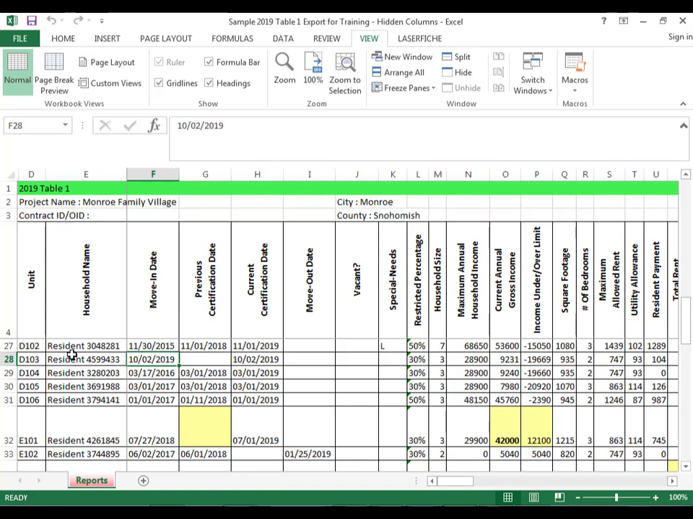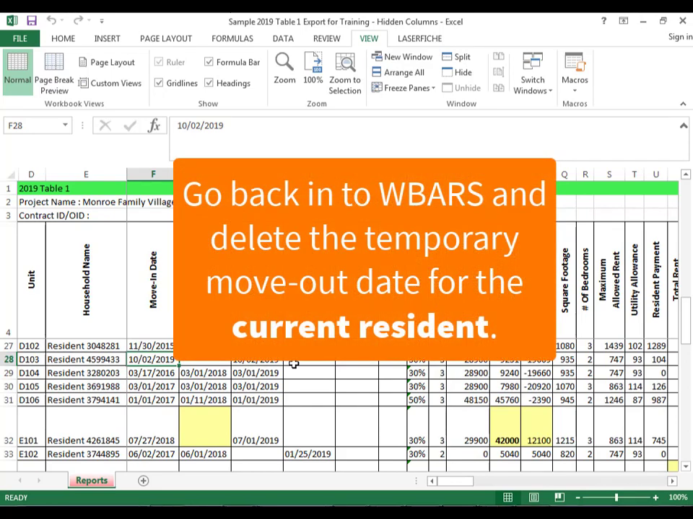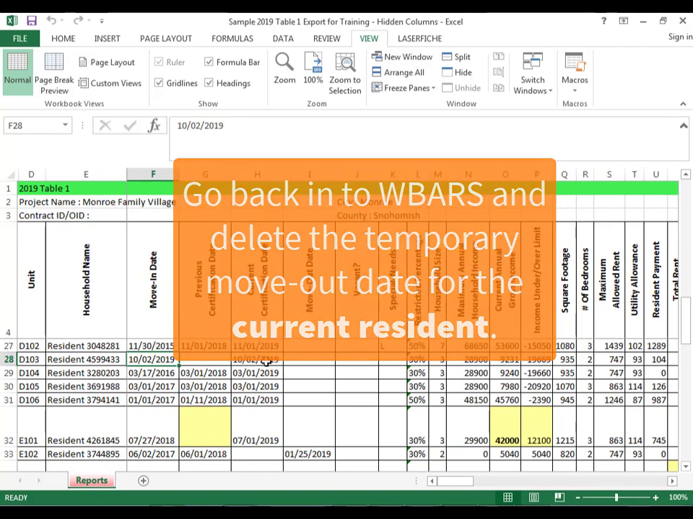Now you're not quite done, because the other thing you need to do is we would have entered a temporary move-out date for D103 for this current resident. You need to go in and you need to delete that move-out date. And then that will make them an active resident again.